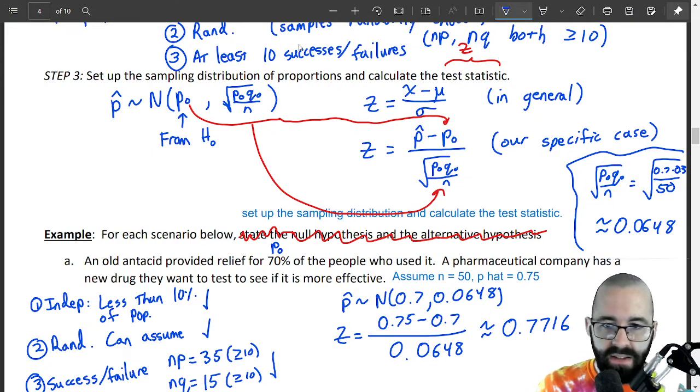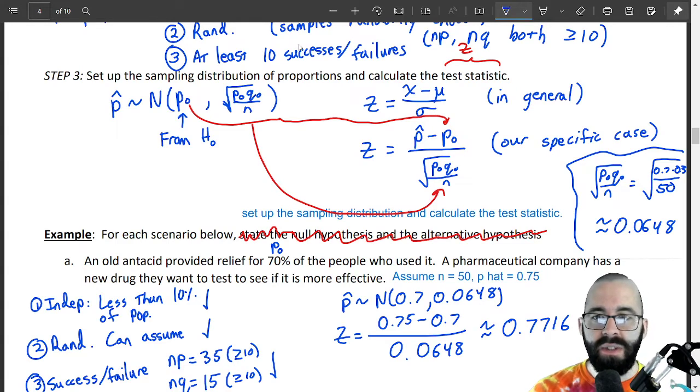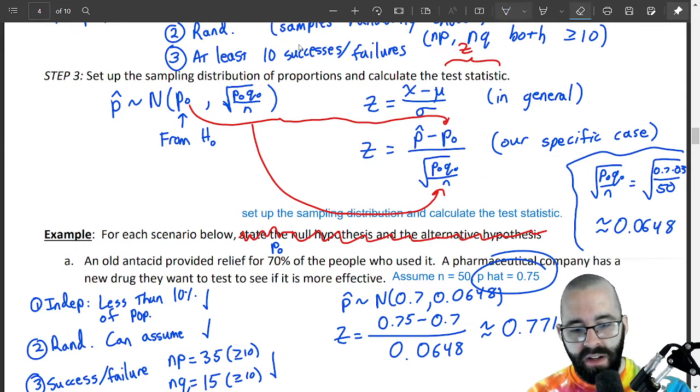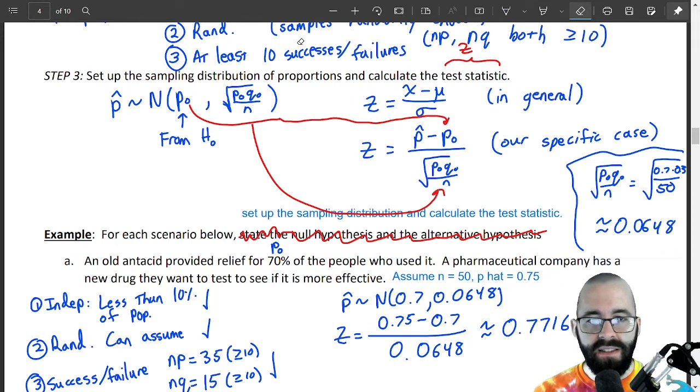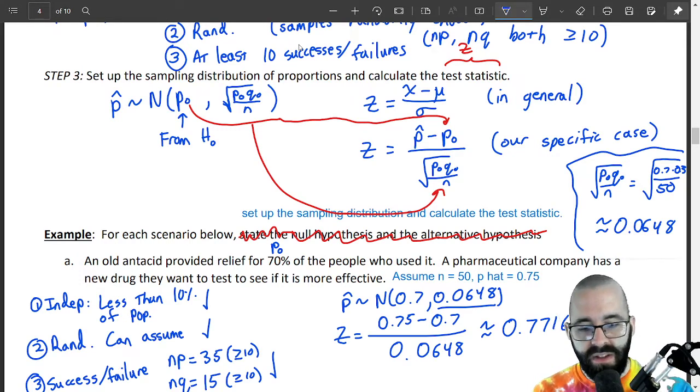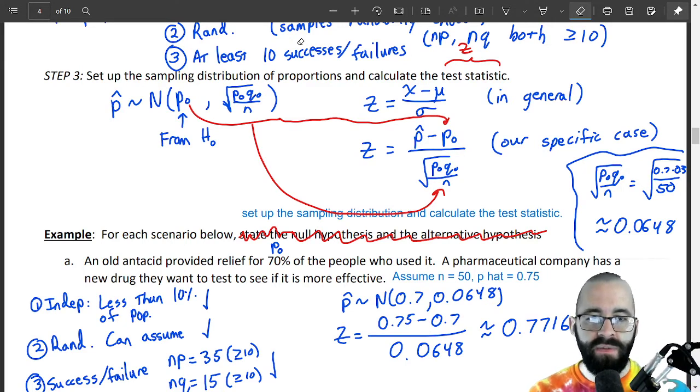Remember, this is not a percent. Z values have to do with standard deviations. How many standard deviations above or below the mean are we? We're not even one standard deviation above the mean. We're actually pretty close to the standard deviation, right? Our experiment gave us 75% success, and the assumption was 70%, and the standard deviation was about 6.5%. So we're not even one standard deviation away from the mean. This is pretty close to what was expected with the old drug.